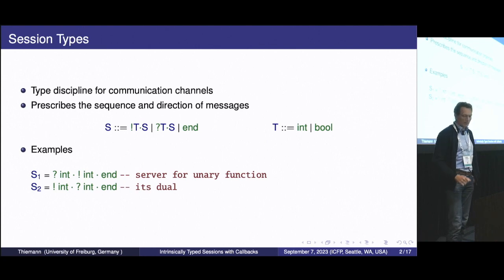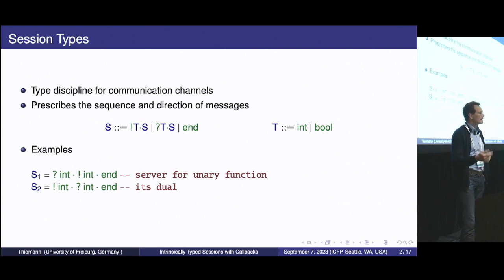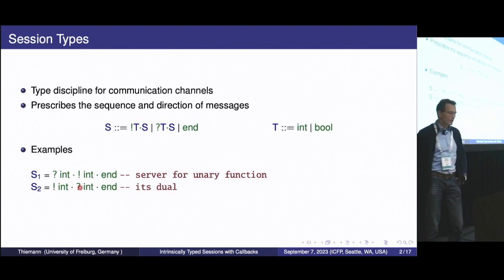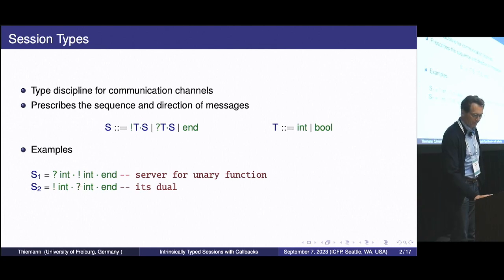Another concept that's often used, I'm not sure I'm going to get to this in the talk, is the dual, the type of the client on the other side. You get that by just reversing the direction of the communication. So the client has to send an integer, then receive the response, and then both agree to close the connection.